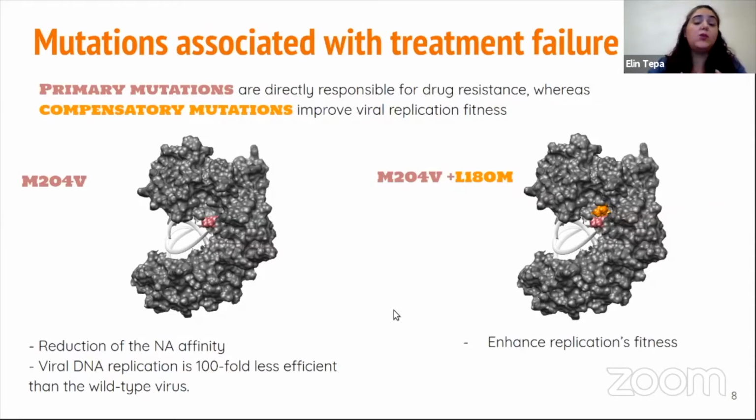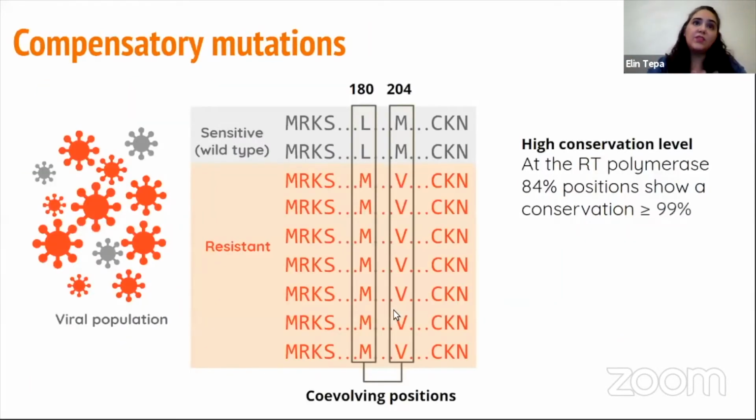For example, it could be 100-fold less efficient than the wild-type virus. And the second type is the compensatory mutation, which improves the replication fitness, meaning that it restores the protein's ability to polymerize. So this kind of primary and compensatory mutation can be detected by coevolution methods.